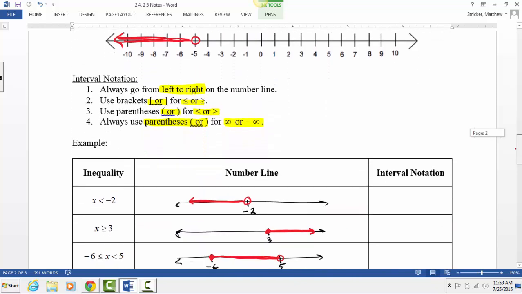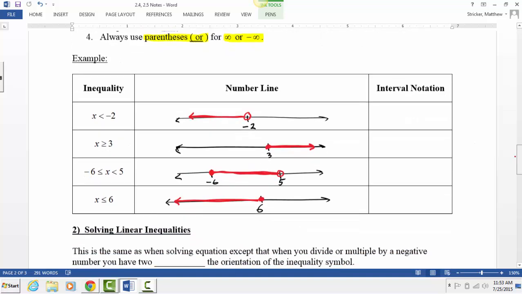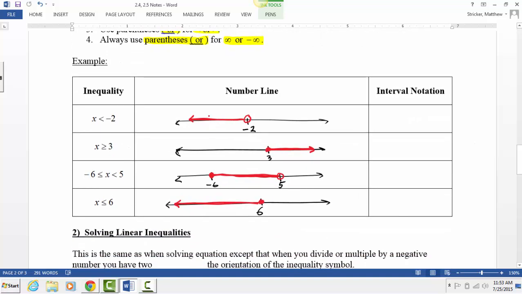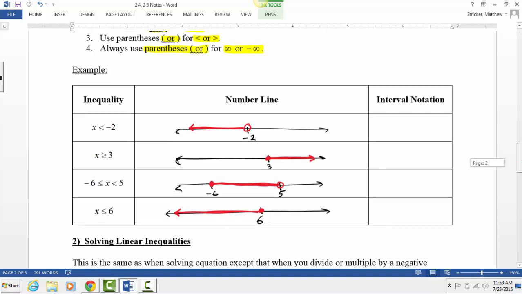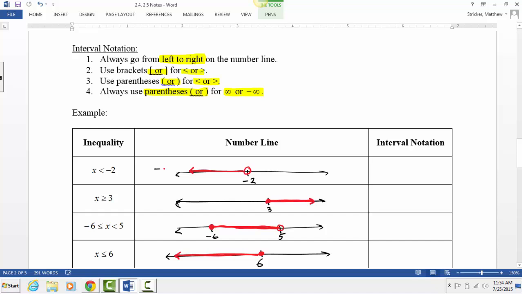So, if I look at this first example, this red shading is going out to positive infinity or negative infinity. Well, since it's going to the left, it's definitely going out to negative infinity. So we can think of this as negative infinity out here. And remember, we always go left to right. So if I start on the left and go to the right, what I see is negative infinity to negative 2. So I'm going to go ahead and write that. Negative infinity to negative 2.